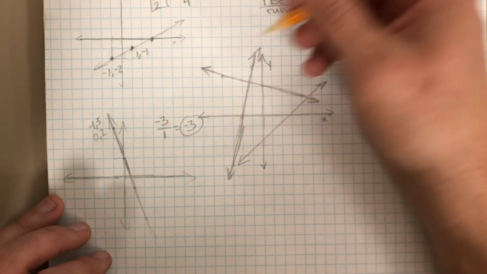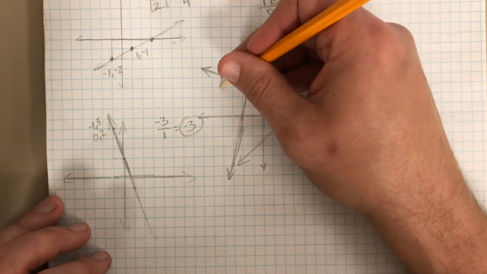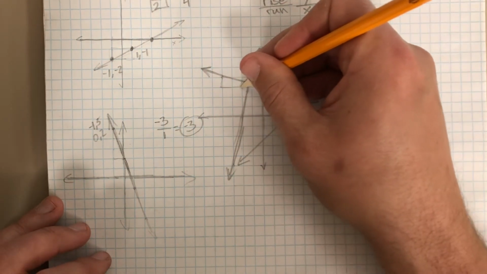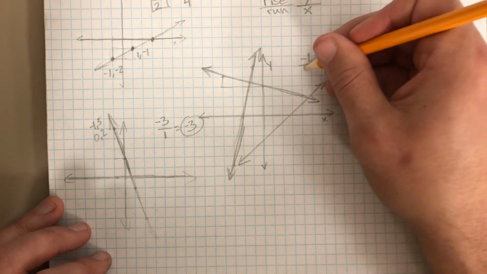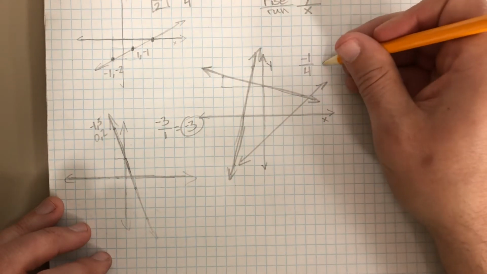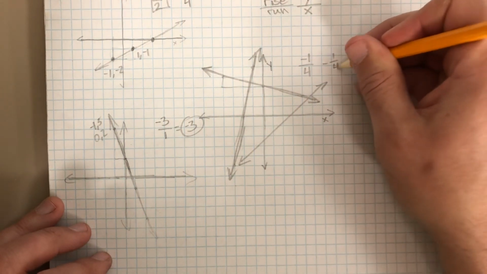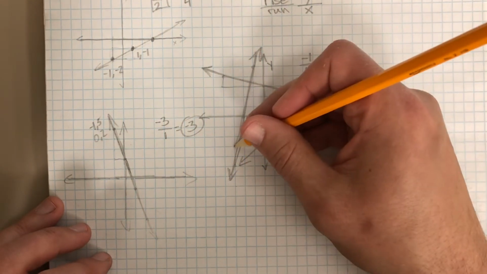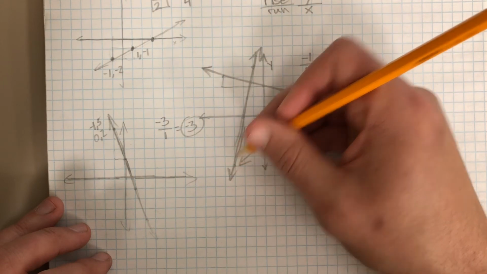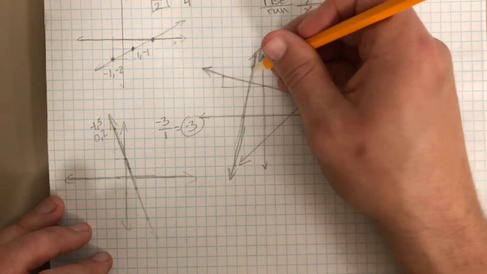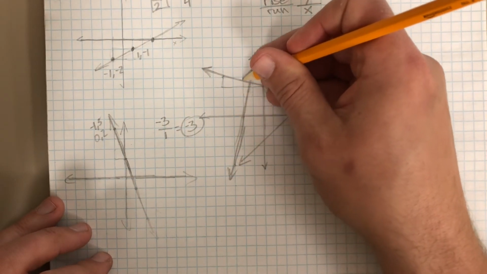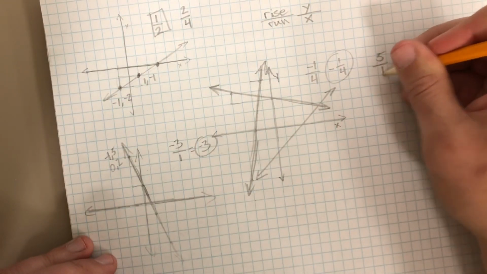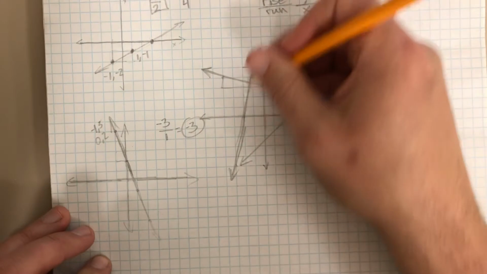So here, the rise, it's going down 1, and over 1, 2, 3, 4. Down 1 over 4. So this would be a slope of -1 over 4, or -1/4. This one's going up. Here's an intersection, and here's an intersection. It goes up 1, 2, 3, 4, 5, and over 1. So up 5 over 1, this would be a slope of 5.